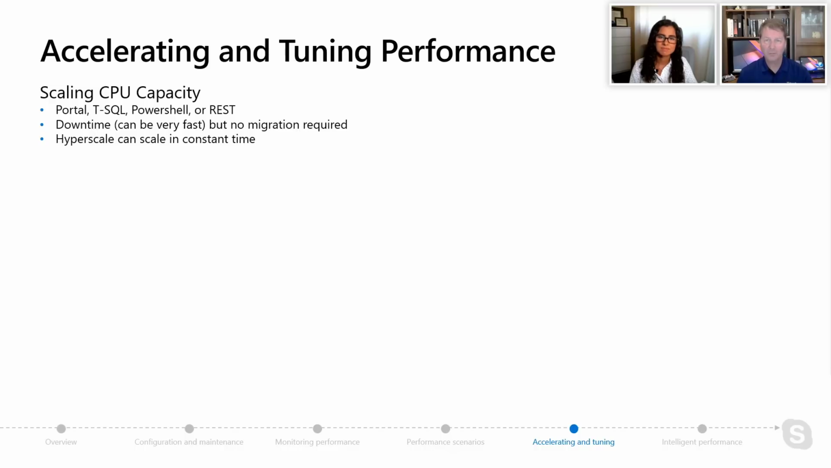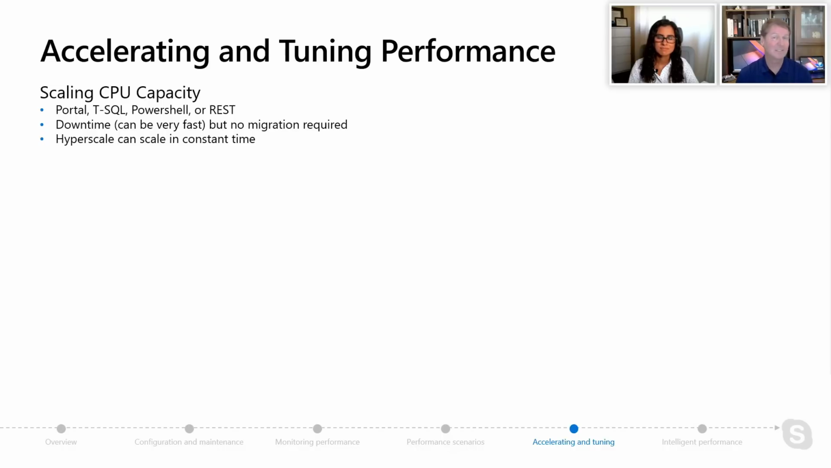You have to go find another server and migrate your deployment to it for a VM, which some vendors offer ways to do, even Hyper-V, but you have to do the migration, not in Azure SQL. So we talked about different vCore choices. You can scale your CPU capacity through the portal, through T-SQL, which we're going to show you, through PowerShell or REST APIs. And there is some small downtime right at that moment, when we need to flip you over to the new deployment, but it can be very, very fast, and there's no migration required.